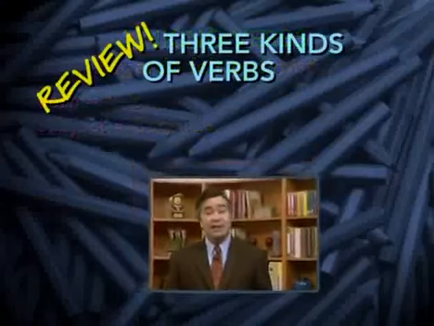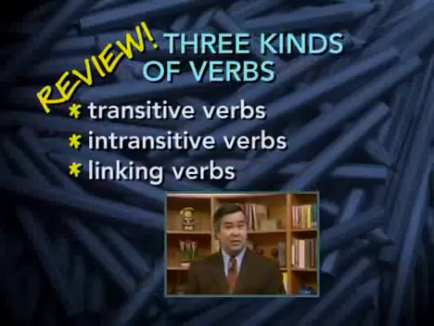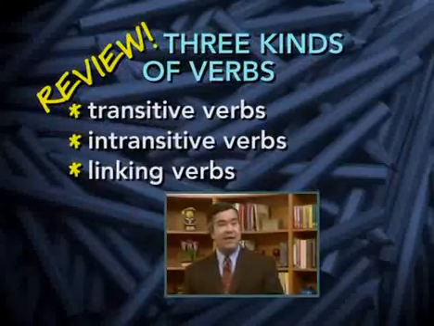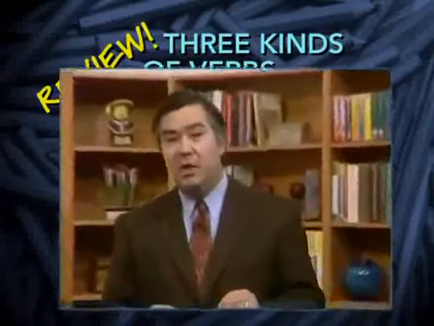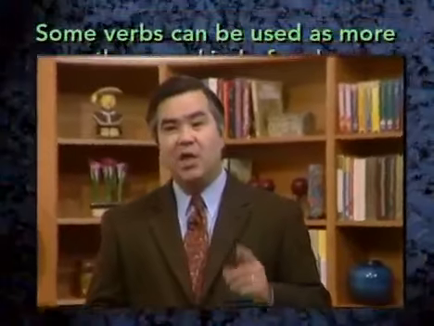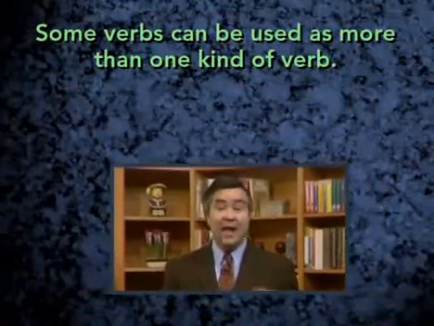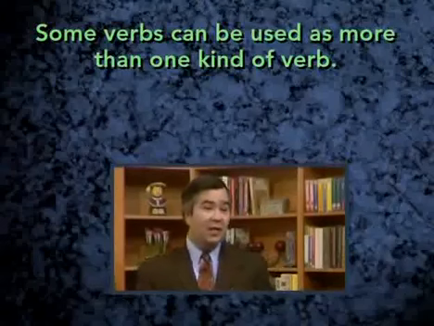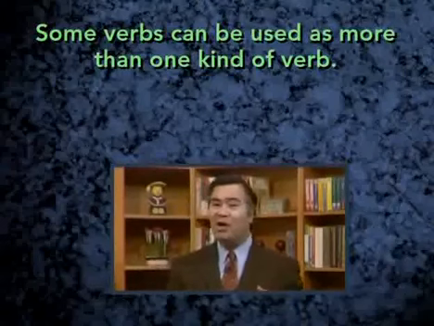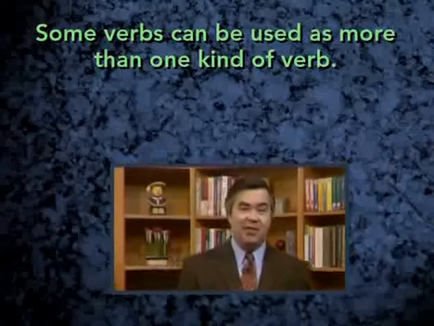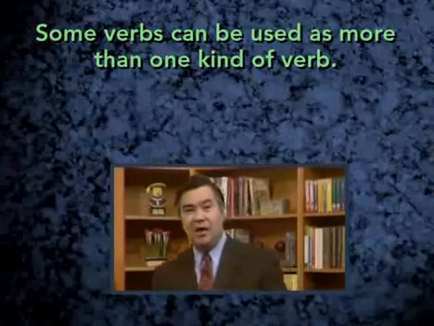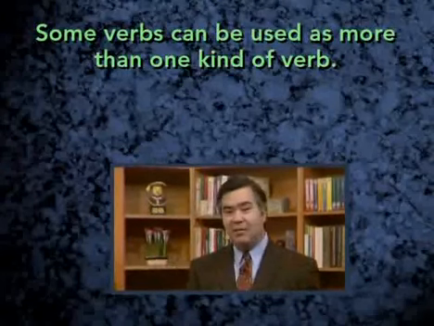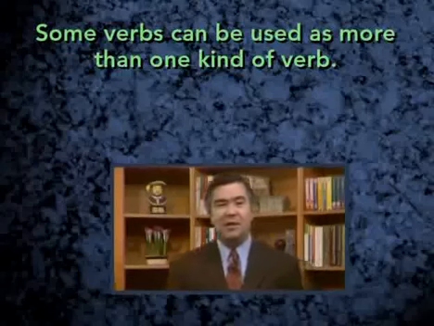These then are the three kinds of verbs: transitive verbs, intransitive verbs, and linking verbs. And as you'll see in a moment, it's important to understand the difference in order to understand how sentence complements are used. Notice that some verbs can be used as more than one kind of verb. In other words, the very same verb word can be used in a transitive way or an intransitive way, or perhaps as a linking verb. Take a look at these examples.